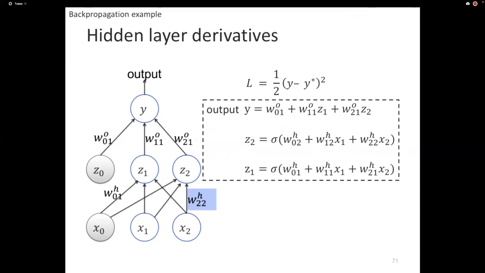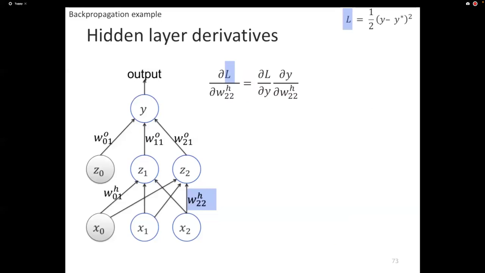Okay, I'm not going to do all of them. Let's just skip, and let's assume that all the partial derivatives are done, except for this last one here. So let's compute the partial derivative of L with respect to W22, that highlighted weight. Now this one's interesting, because L is a function of Y, Y is a function of Z2, Z2 is a function of the sigmoid, and the sigmoid is a function of W22. So there are a few steps that we have to go through.